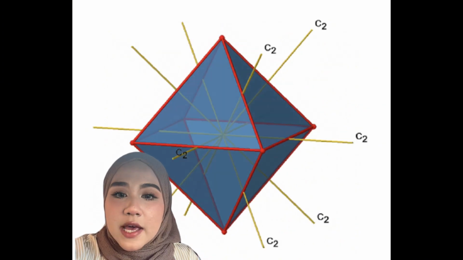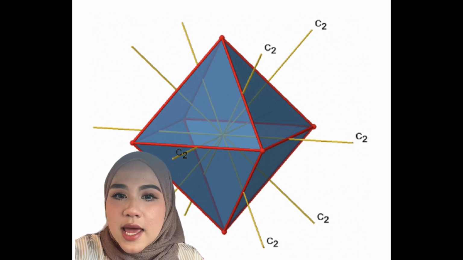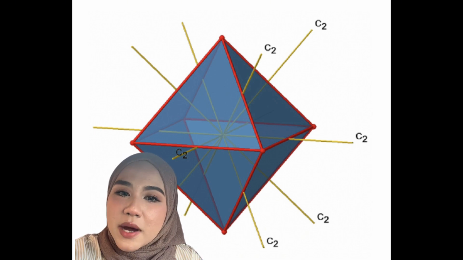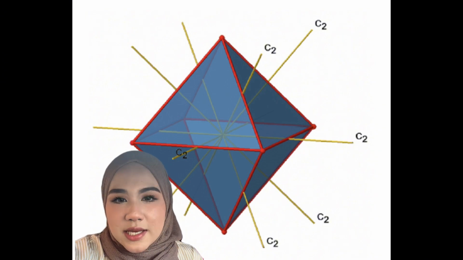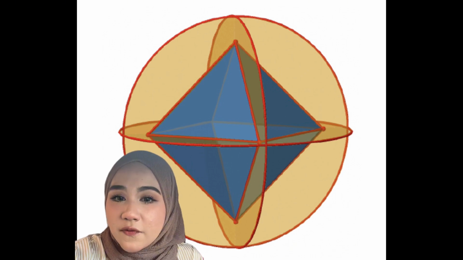Next, we have the C2 axes that superimpose the C4 axes. An octahedron has 12 edges, and because each C2 passes through 2 edges, there must be 12 divided by 2, which is 6, for the C2 axes. Now, let's move to the next one, which is reflection.